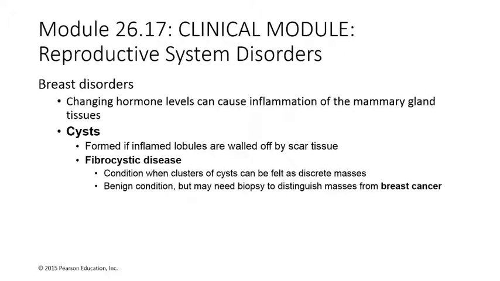Breast disorders, there can be cysts. These are going to be fibrotic scar tissue that can wall off a portion of the breast. This is discrete masses that can be felt. This is a benign condition. Of course, that mass would not be cancerous and may need to be removed, but is oftentimes confused initially as breast cancer.